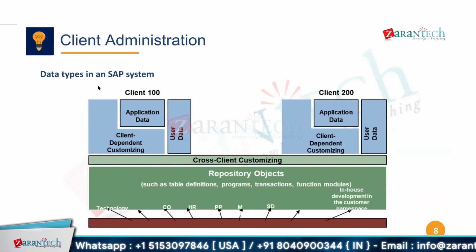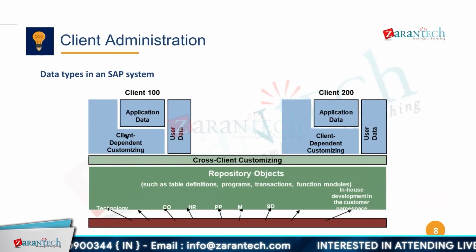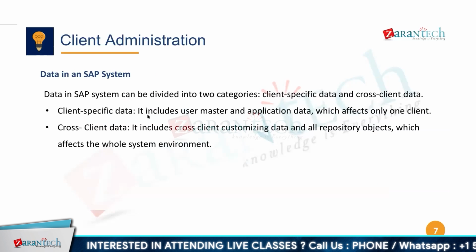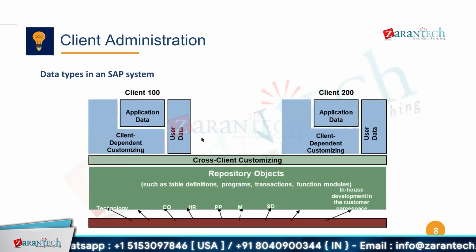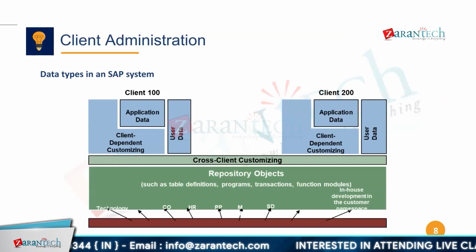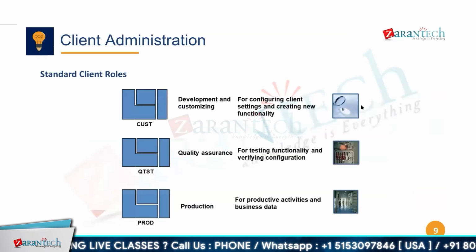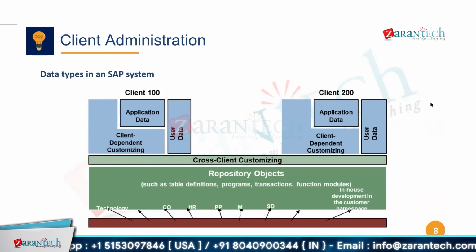If you take client dependent, I explained client dependent to you. So the blue color: client dependent customizing, user data, application data. So that's what I told you. Slowly, I will take you from client-dependent data to the cross-client customizing and all. Now I am going to explain what the data types in SAP are and how they are segregated on the database. So you see here, you have a client 100, which has its data, client 200, which has its blue color data. Client 300 has its own data. Client 400 has its own data. The blue color ones just go like that.